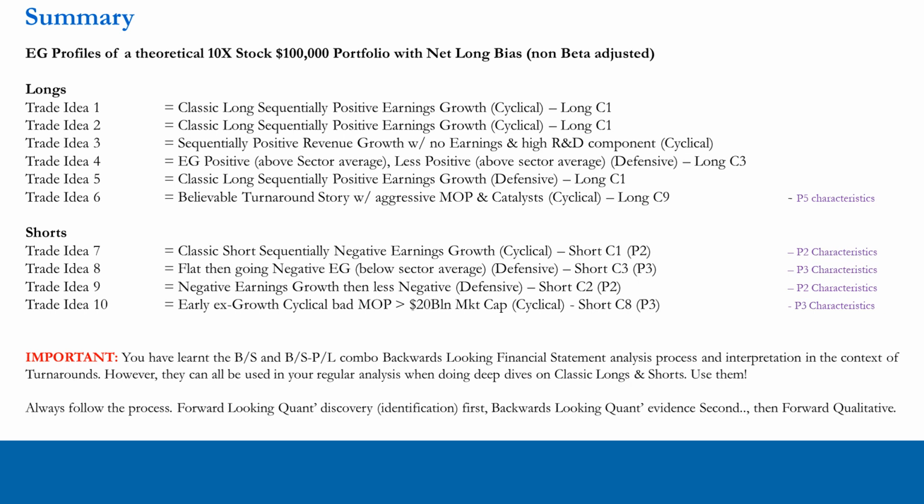So, starting with our longs, trade idea number 1. This could be a situation where we have a classic long, sequentially positive earnings growth profile that is characterized as a cyclical. So we have our long case 1. Trade idea 2 can also be a classic long, sequentially positive earnings growth profile that is characterized as cyclical. Again, a long case 1.